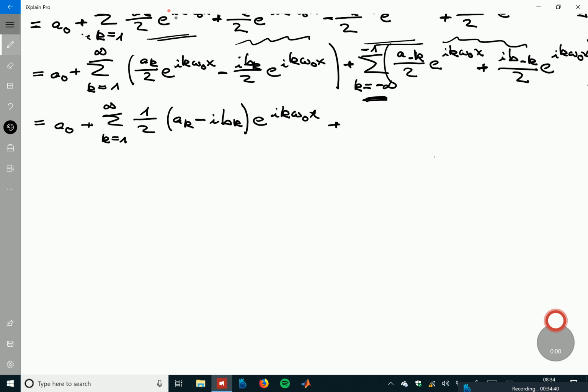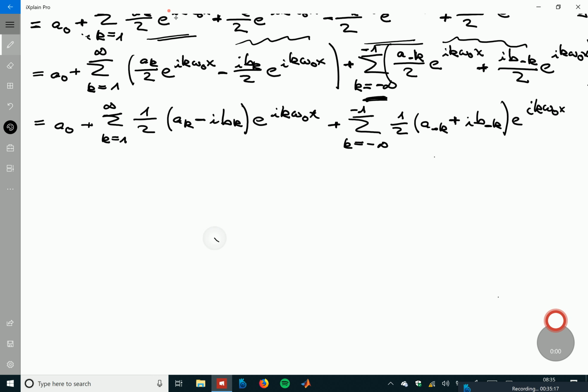And for the second it's the same thing. So we can have our minus infinity to minus 1. We just need to pay a little bit of attention. Oops, then we need our 1/2 first. 1/2 a_{-k} plus i b_{-k}, and again our e^{ikω0x}.